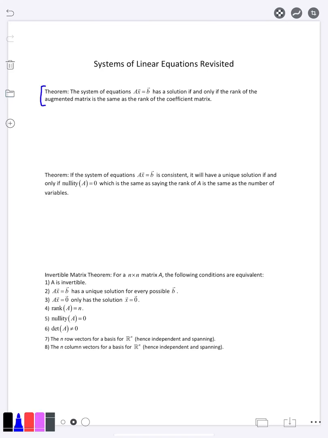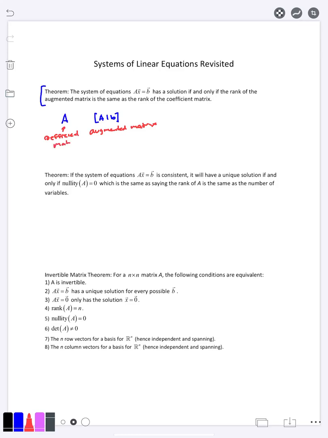So the first theorem here tells us that if we're trying to solve a system of equations and we want to look at whether or not there's even going to be a solution, we look at the matrix A, and then separately at the matrix you get when you join in the right hand side, called the augmented matrix. This one's the augmented matrix, and this one is the coefficient matrix.